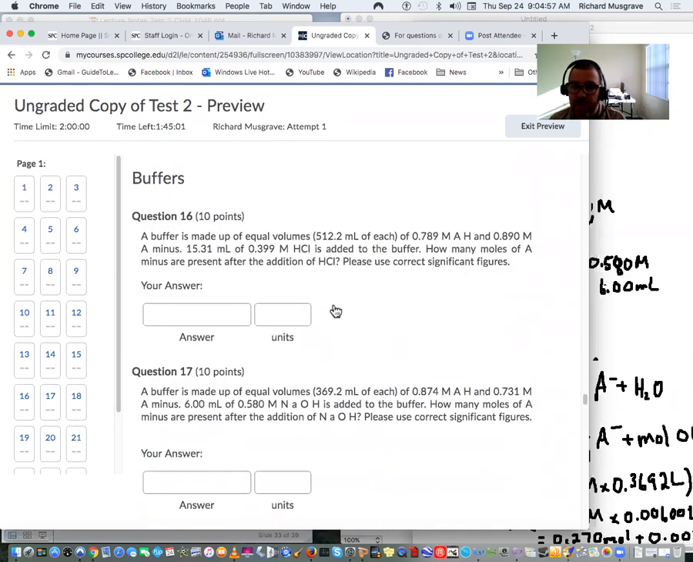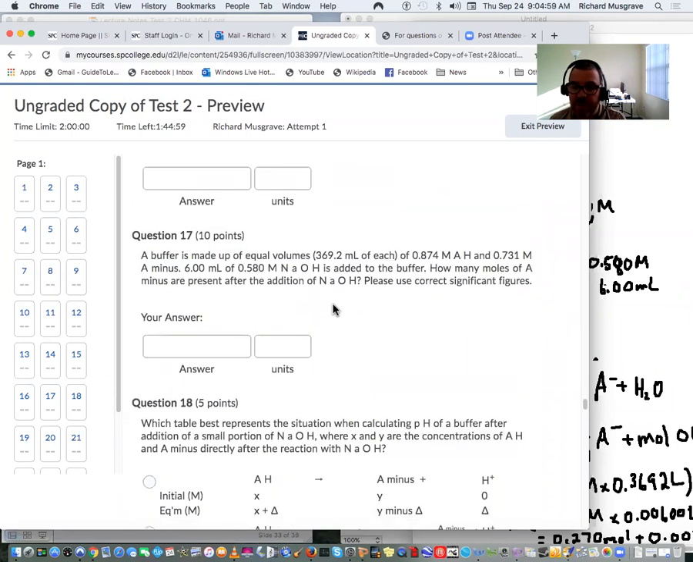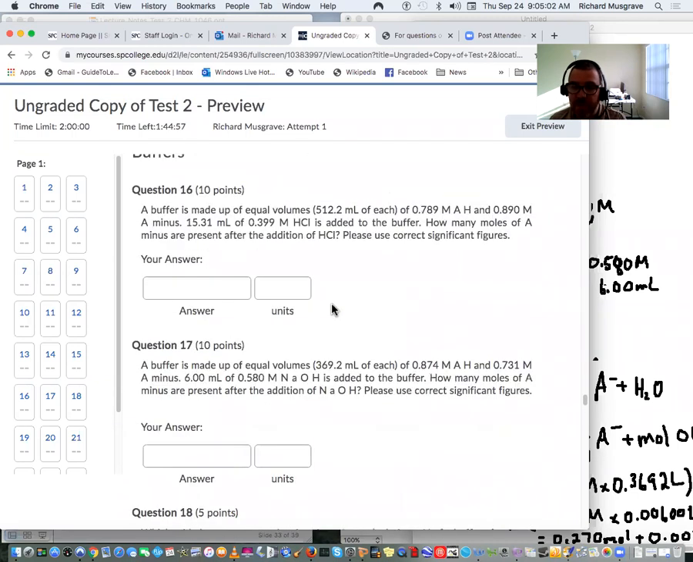So those are all the buffer questions that you're going to see on the test. Are they easy? Well, not initially, no. But once you get into it and you practice them a bit, you'll find it's not really as bad as it seems. That much I can promise you. I know it seems really bad right now, but it actually isn't nearly as bad as it looks.